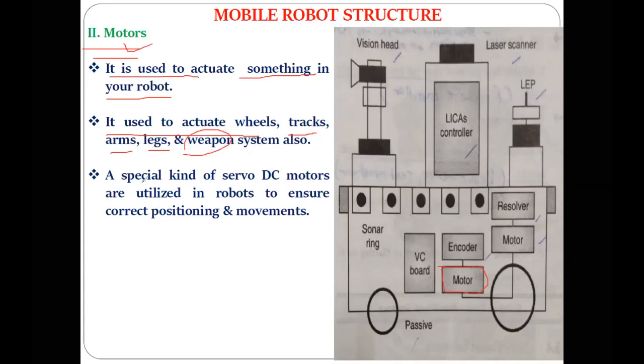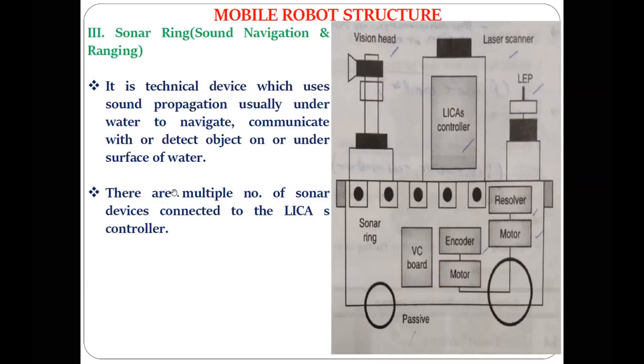Now there are different kinds of motors. AC motors are there, DC motors are there, etc. But special kinds of servo DC motors are utilized. Servo direct current motors are utilized in robots to ensure correct positioning and movement. Keep in mind, in most of the robots, servo DC motors are being utilized. This point will be helpful for your general knowledge also. What kind of motors are being utilized in the robot? Servo DC motors. So this is the second functional module, or component.